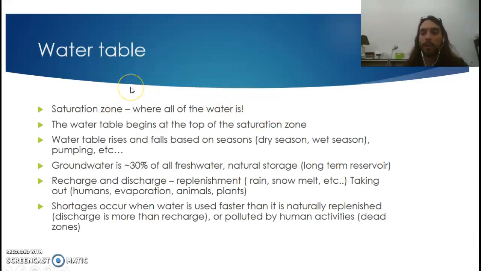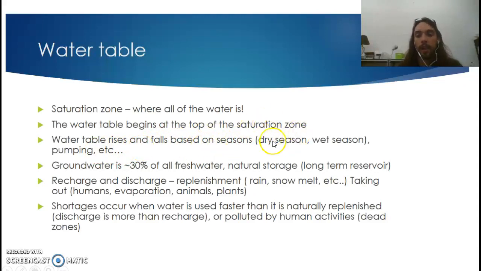That's where the soil is saturated, where you can get water from the soil, basically. So the water table begins at the top of the saturation zone because it wouldn't make sense to have a water table where there's no water. So it rises and falls, though. The water table rises and falls, and that's based on seasons and pumping and other things like animals drinking it, humans drinking it, that type of stuff.